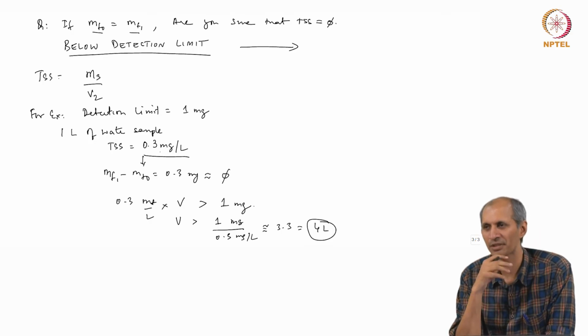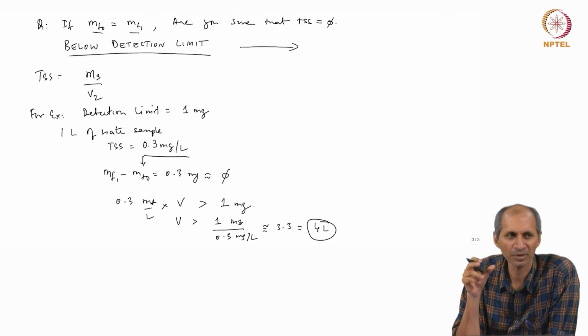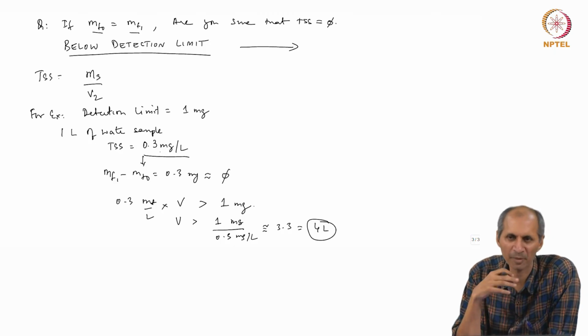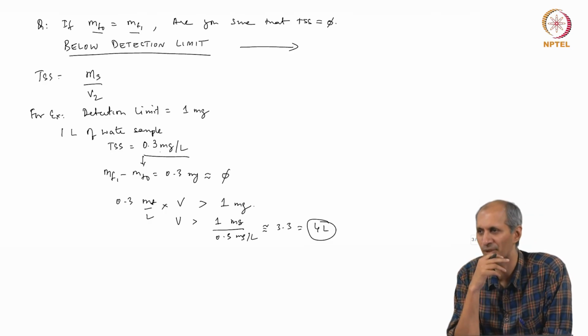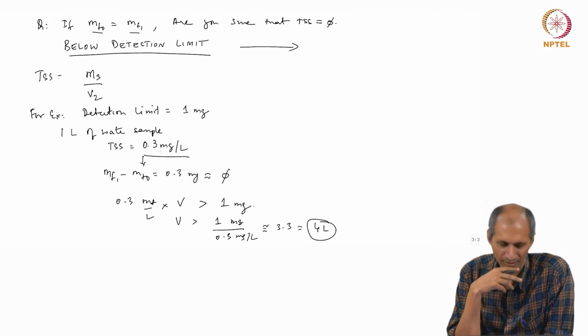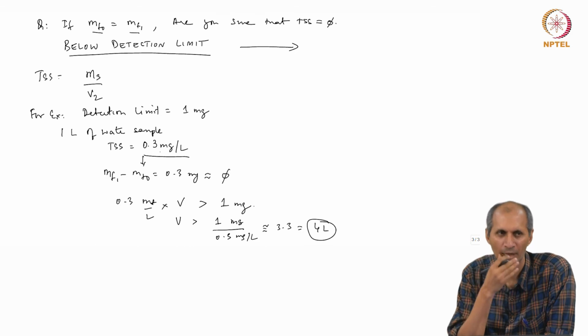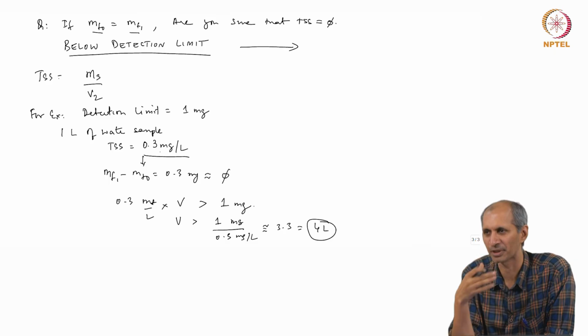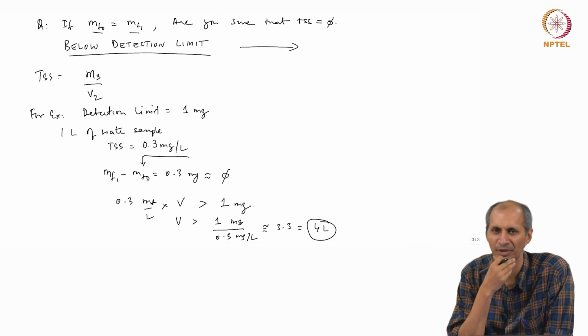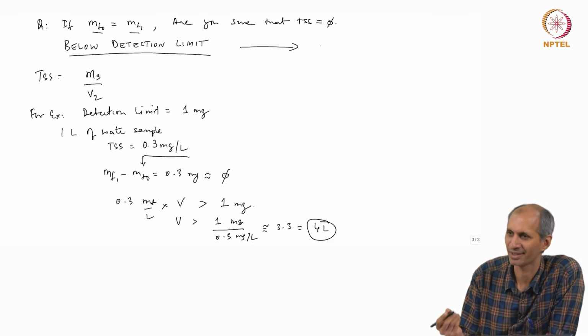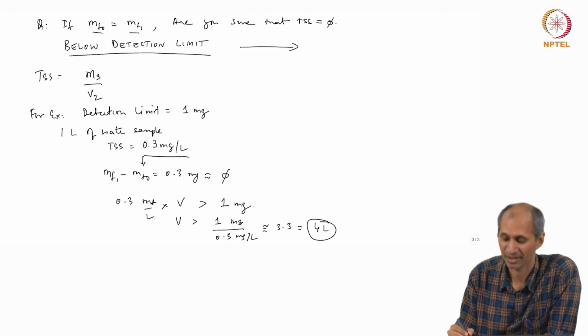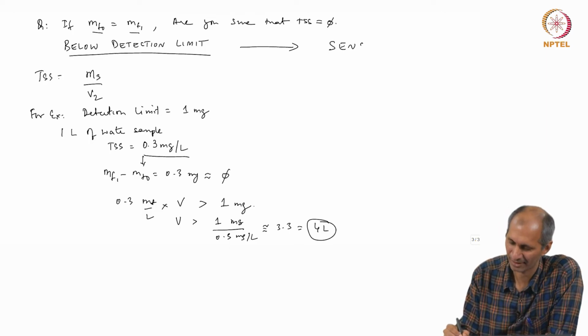What is the commonly used term to represent the capability of an instrument to detect? So, what would you like in an instrument? A good instrument, would you like to have higher detection limit, lower detection limit? Lower. You must be able to go as low as possible. So, what is that feature of an instrument called? No. No. Sensitivity. It's called sensitivity.